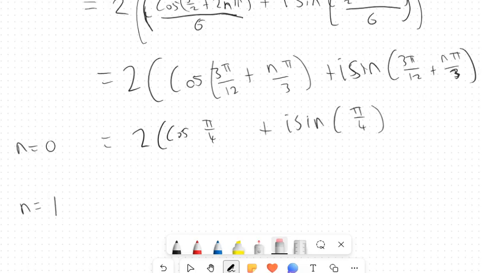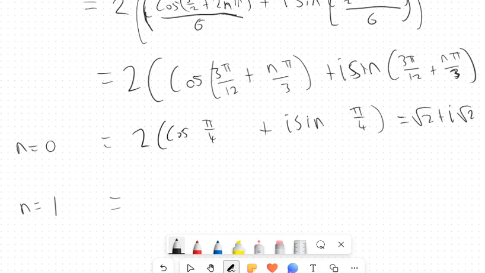And that's it. So you can just use a calculator to see what cos pi over 4 is, and sine pi over 4 is. And in the end, you should get root 2 plus i root 2. And we're going to do the same for the other one.